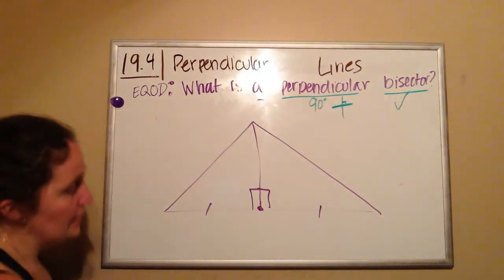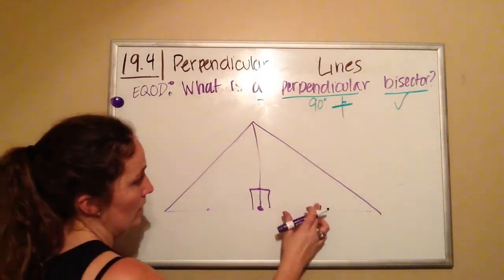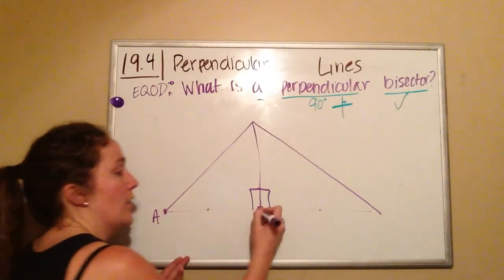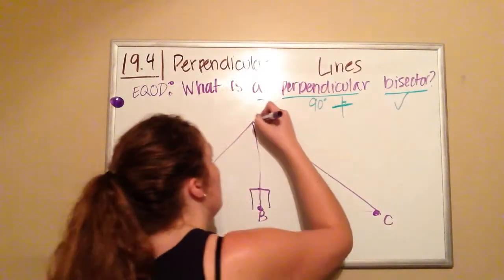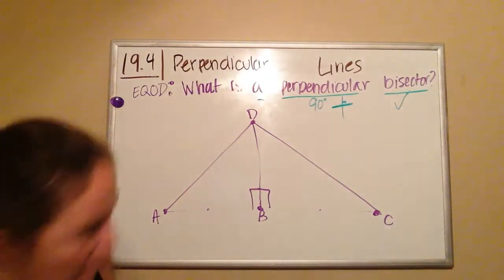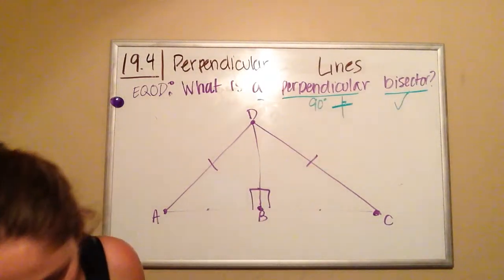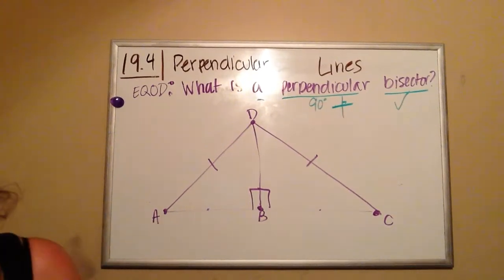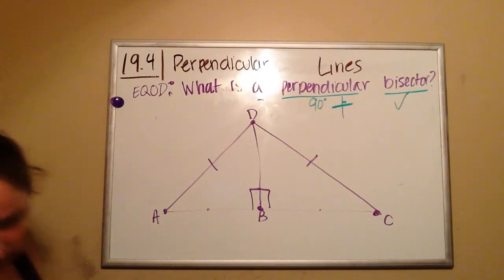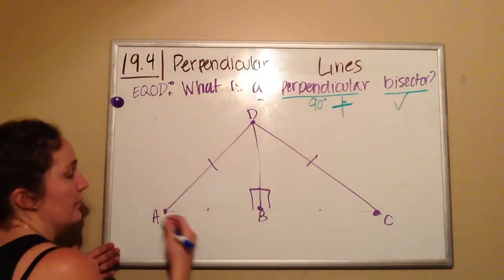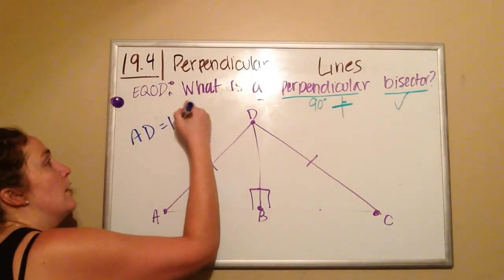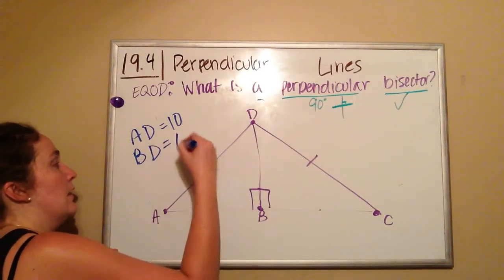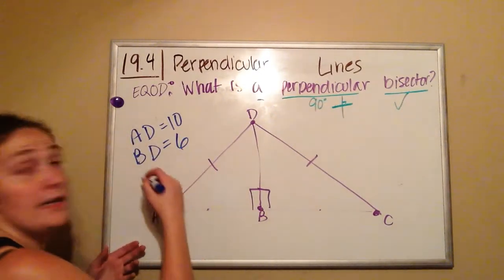Okay, so here's a drawing. We have A, B, C, D as our points, and we know that these are equal distance. Cool. So it tells us a couple things. It tells us that AD is equal to 10 inches. It tells us that BD is 6. And it asks us to find AC.